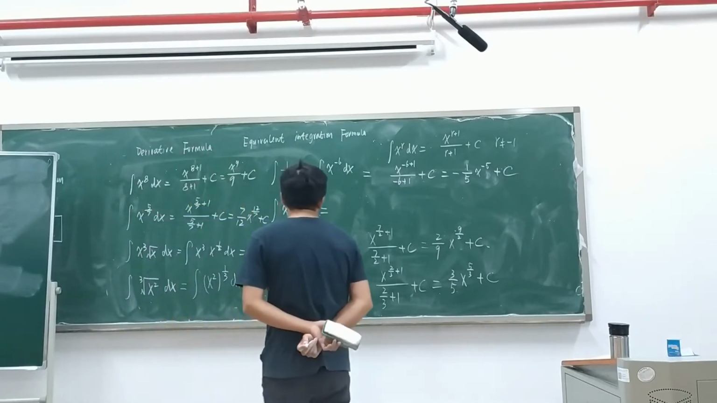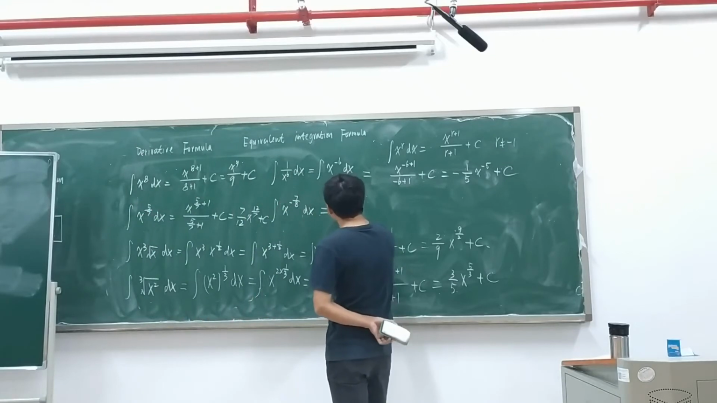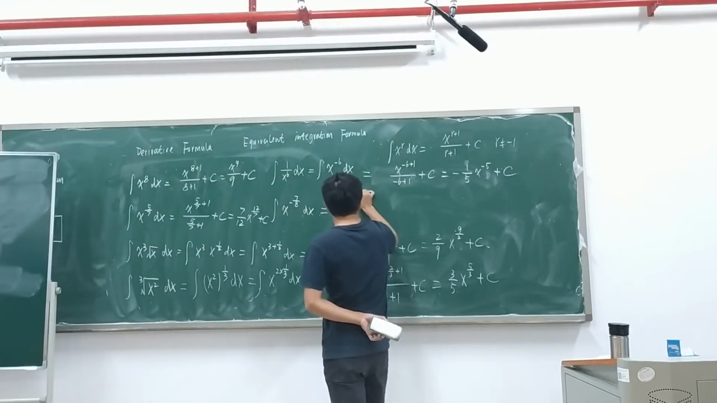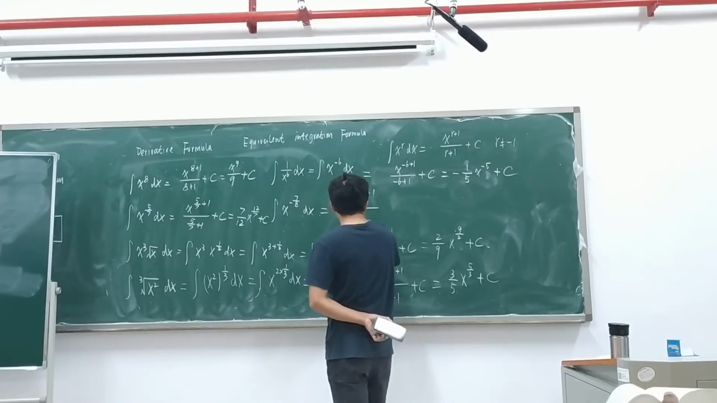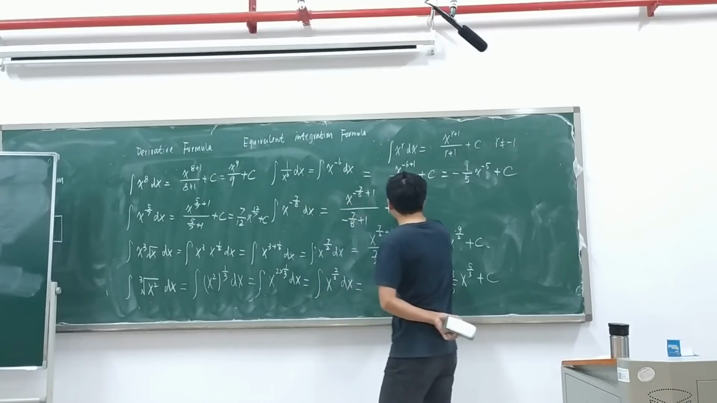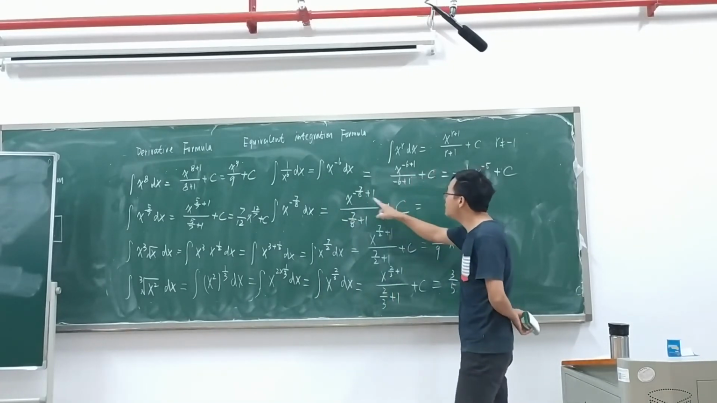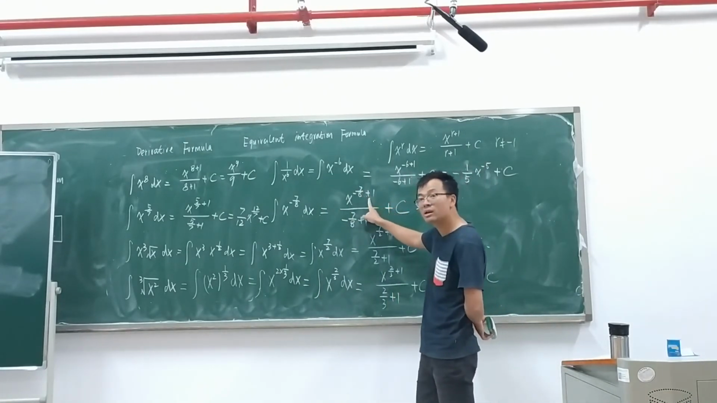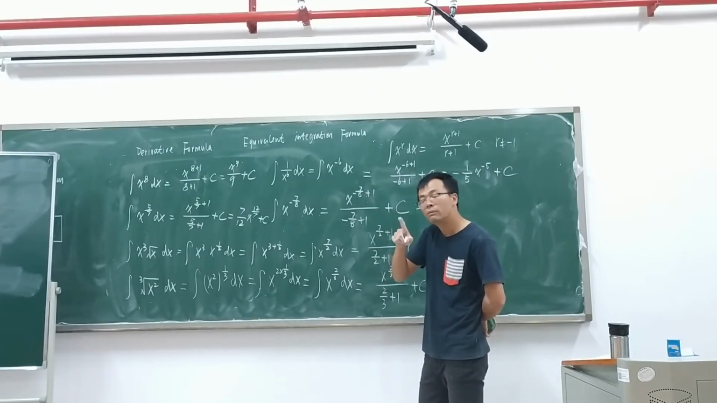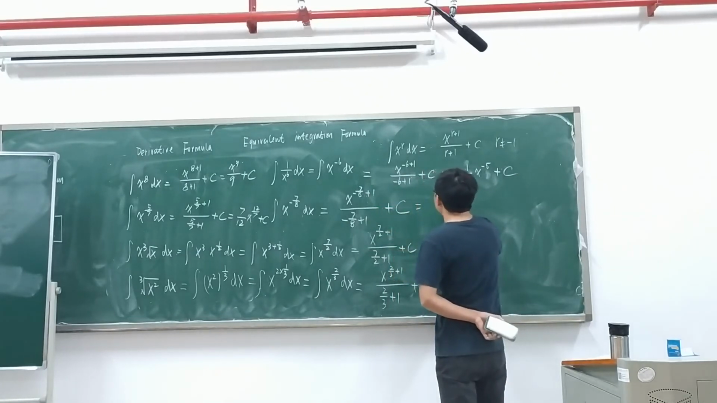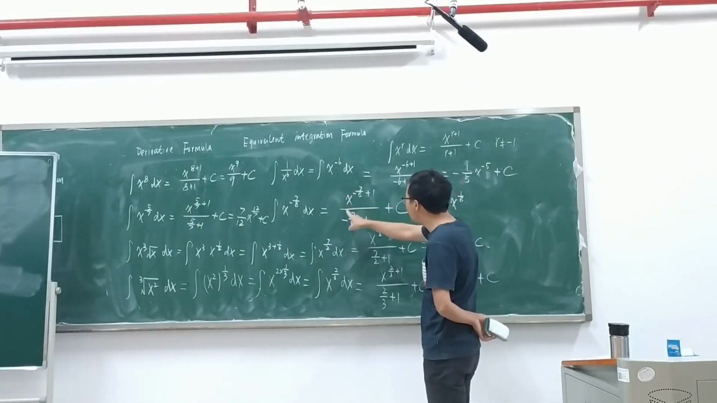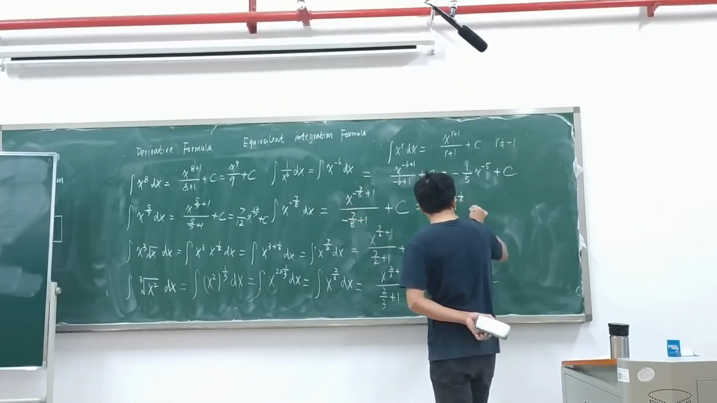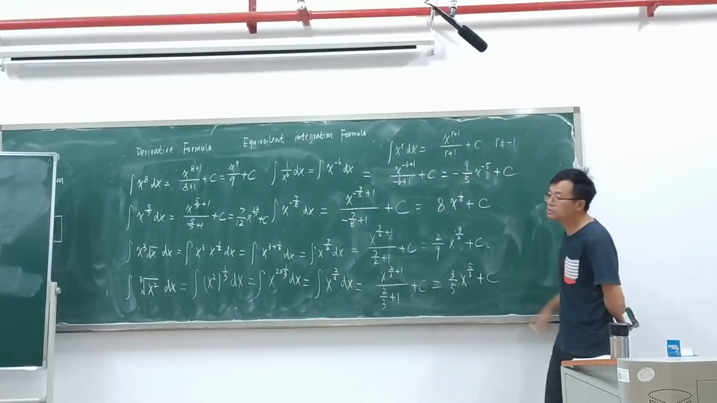Okay. So now we can see here is x to the minus 7 by 8 plus 1 plus c. So minus 7 by 8 plus 1 is 1 by 8. So here is x to the 1 by 8, divided by 1 by 8, so it is 8 x to the 1 by 8 plus c. So this is the result.